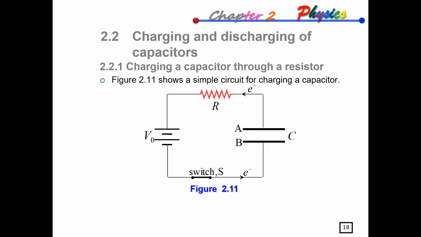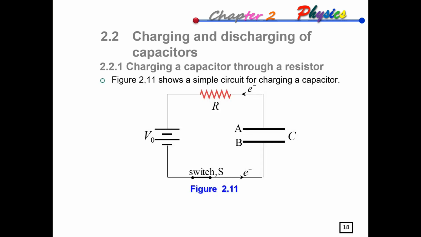Figure 2.11 shows a simple circuit for charging a capacitor. As what we can see here, there are a few devices and components connected by a wire to complete the whole circuit. We have power supply V, or a battery. We have a resistor to slow down the process of charging or discharging. We have switch S, and of course we have the capacitor itself to be charged here.